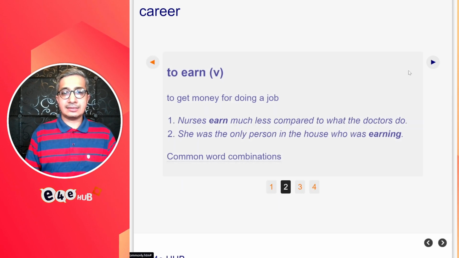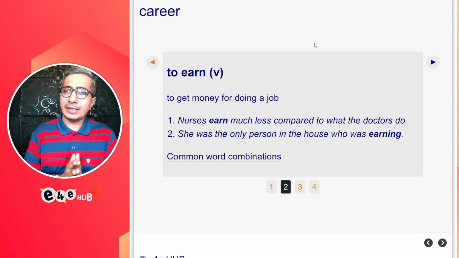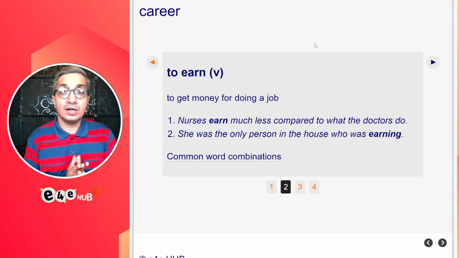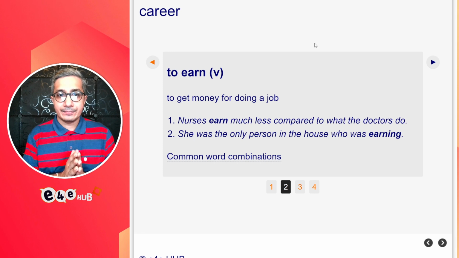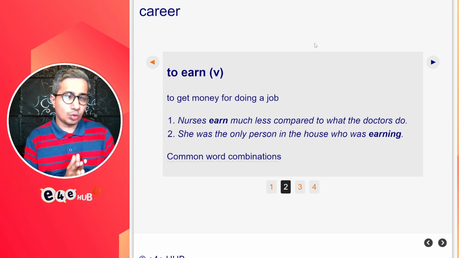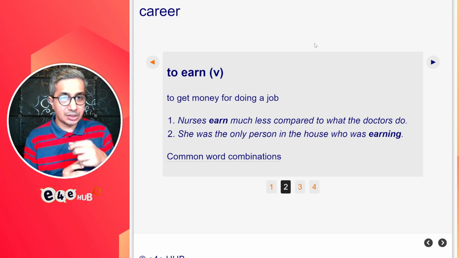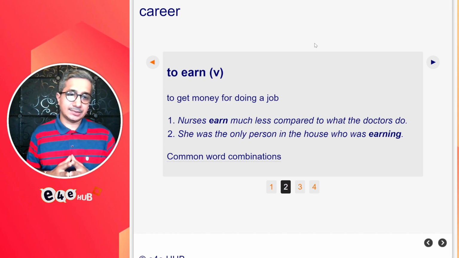Lovely. Let's look at the second word. To earn is to get money for doing a job, and this time it's a verb. Okay, it's a verb. Earnings would be a noun. What were your earnings for the last year? So that's a noun, but to earn is a verb.